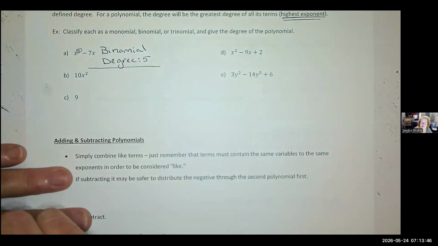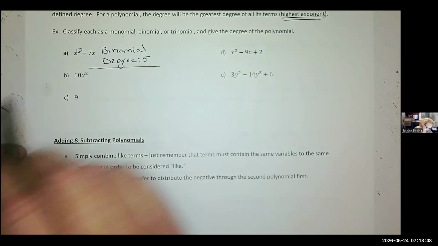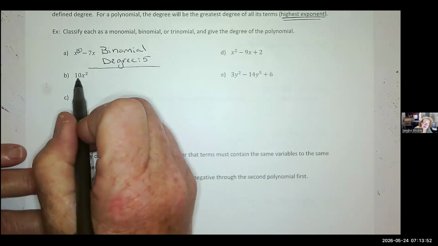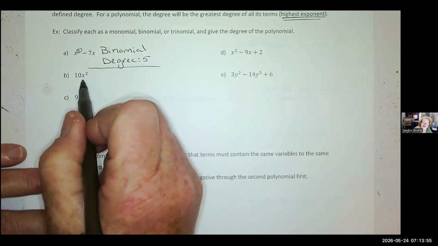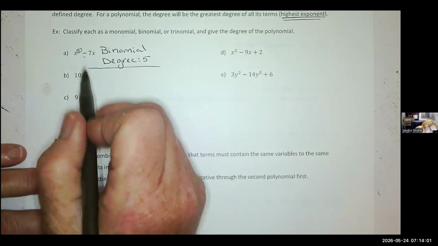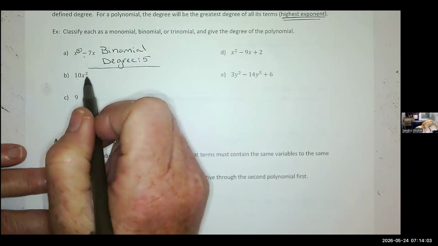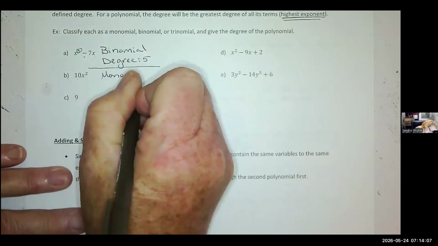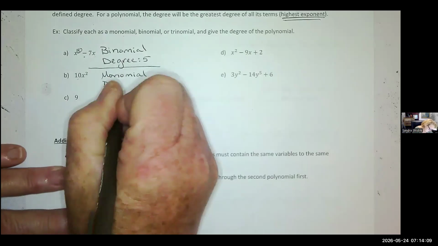The next one is one term. I don't care that it's a 10 and then the x squared. This is still one term because they're multiplied. If there was a plus or a minus in between two terms, then that would make it a binomial. But because everything's multiplied, this is a monomial. And the degree is again the exponent 2.